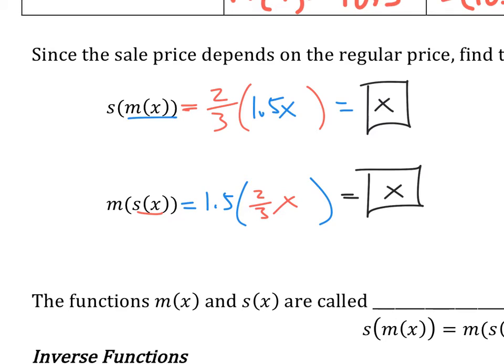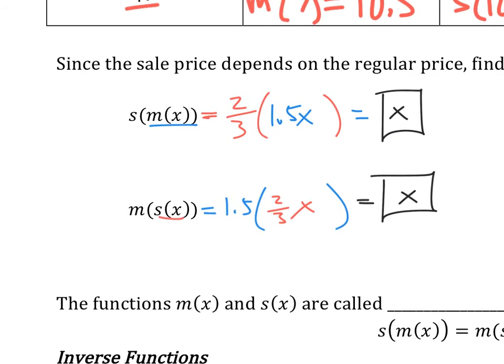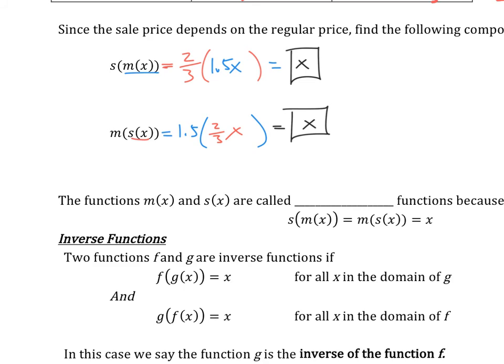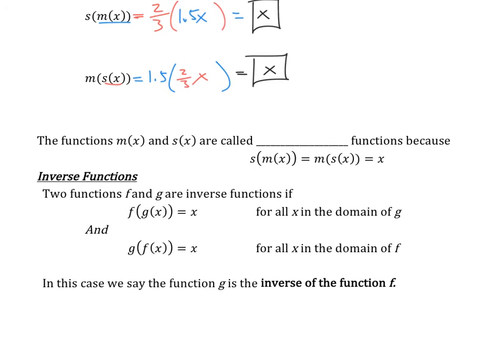So again, if we were to do it the other way around, if I would compute the sale price, do the s function first, and then plug that into m, well, again, I would still end up with m. So we have a special relationship. Here these functions are undoing each other. So since they're undoing each other, we call them inverse functions. They're just doing opposites. That's why one thing kind of bumps the price up. The other one just takes the price right back down.